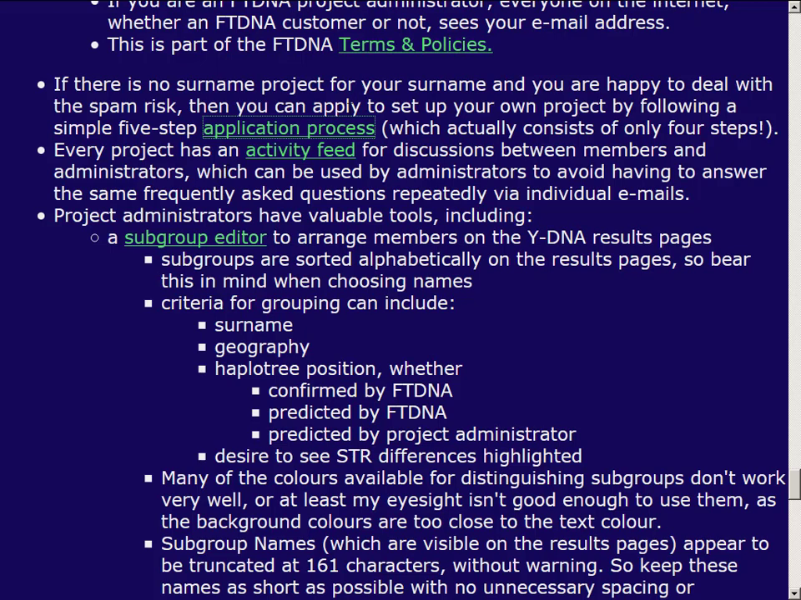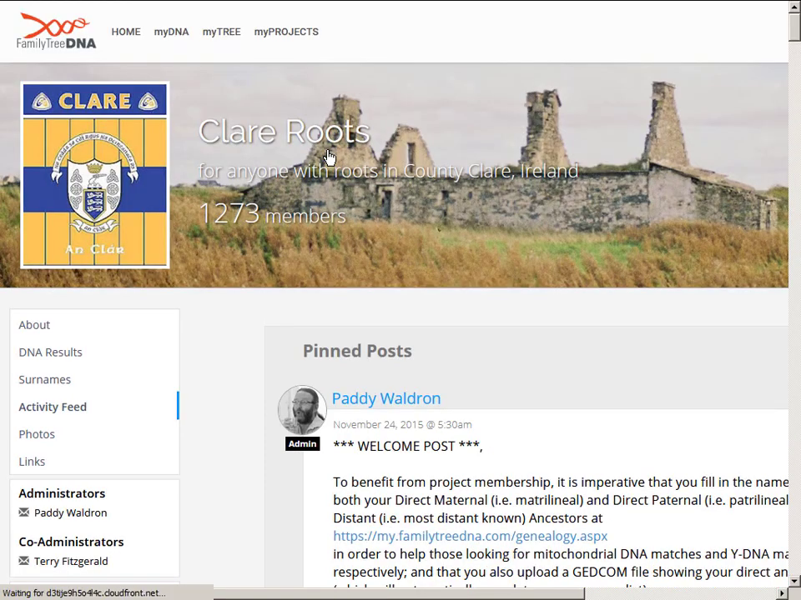Within the project, we have activity feeds where the members and the administrators can ask each other questions. This is the activity feed for the Clare Roots project, I think, which is trying to load up. Eventually it'll get there. There we go.